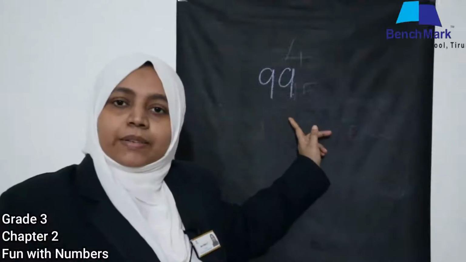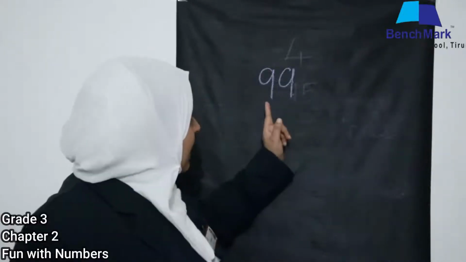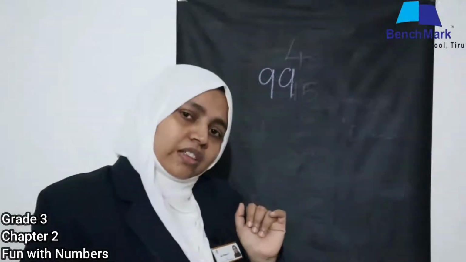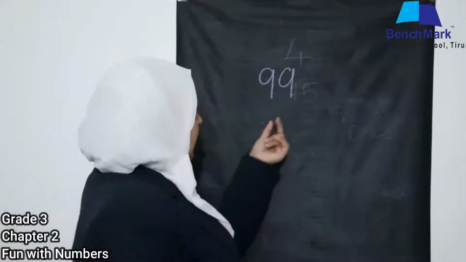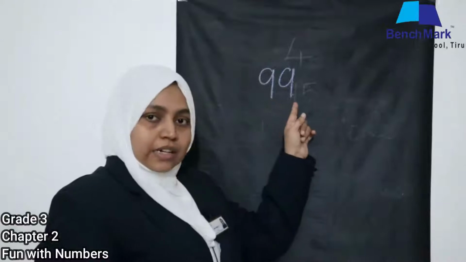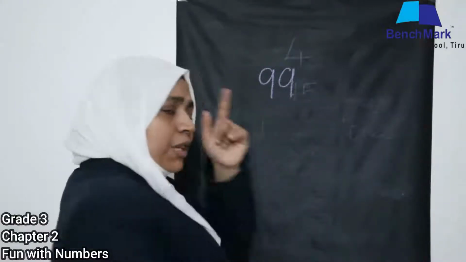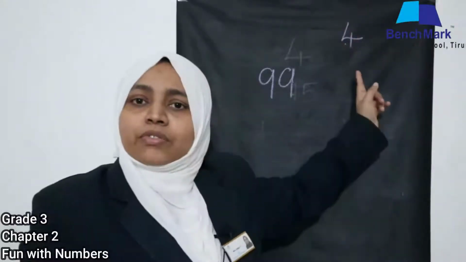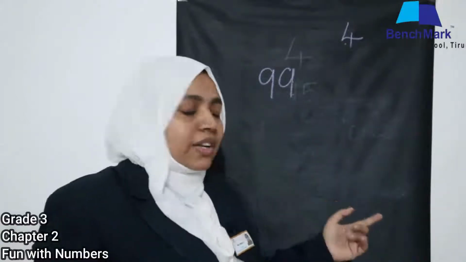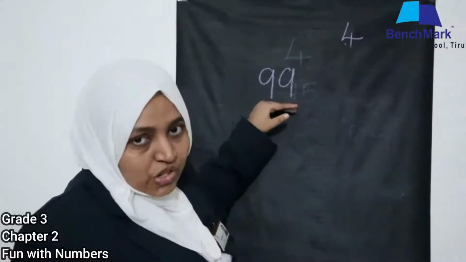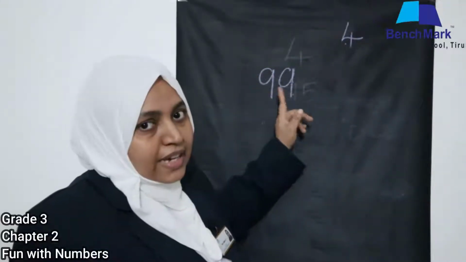Now tell me, which is this number? It is 99. How many digits are there in this number? Yes, it is a 2-digit number. 1st digit, 2nd digit. What about the first number which we wrote? That is 4. How many digits are there in 4? It is a 1-digit number. Only 1 digit is there. This is a 2-digit number. We have 2 digits here.